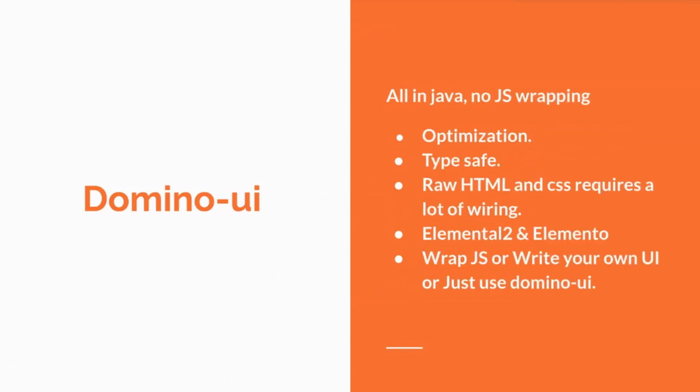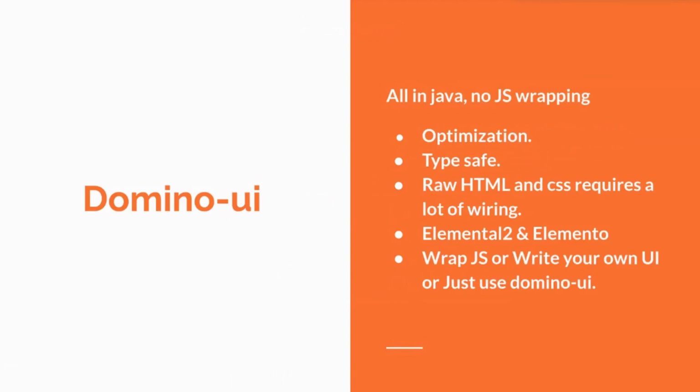All in Java, no JS wrapping. What does this mean? It means that first you can optimize it, so everything is optimized. Your output will be very small. The output of your JS size is very small, plus you are doing it in a type safe way all the way. What if you want to use raw HTML and raw CSS to build your application? It's okay, you can just get any templating engine, you can use CSS, but you will miss a lot of wiring, and this is a lot of work.